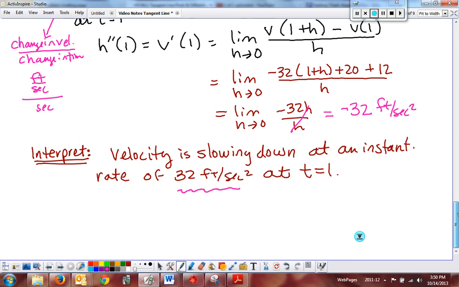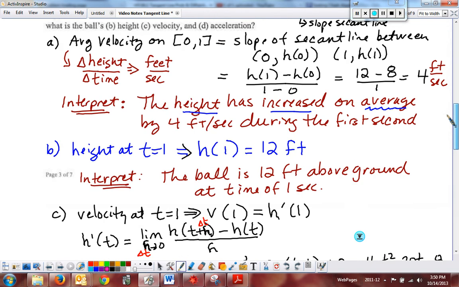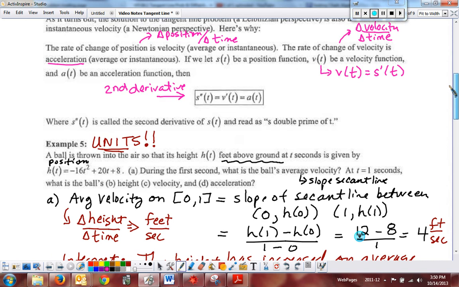All right, so that's a nice example of a position, velocity, acceleration problem, and you're pretty much guaranteed that somewhere in the free response you're going to get one of these types of problems. Whether it's a ball being thrown in the air, or a point on a line moving left or right, there's going to be some kind of position, velocity, acceleration problem. So this is your introduction to that.